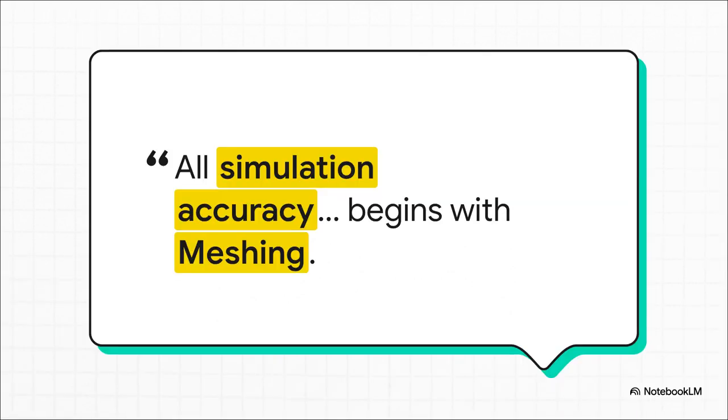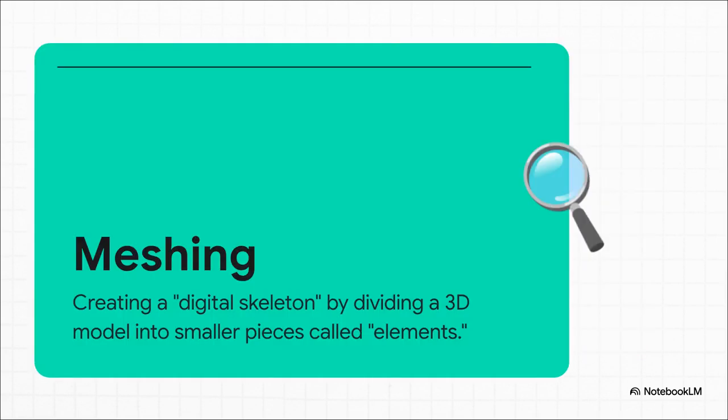And look, you just can't overstate how important this is. Our source material really hits the nail on the head with this quote. All simulation accuracy begins with meshing. If you get the mesh wrong, your results are not just a little off, they could be dangerously misleading. But if you get it right, oh man, you can unlock some truly incredible insights into how things work in the real world.